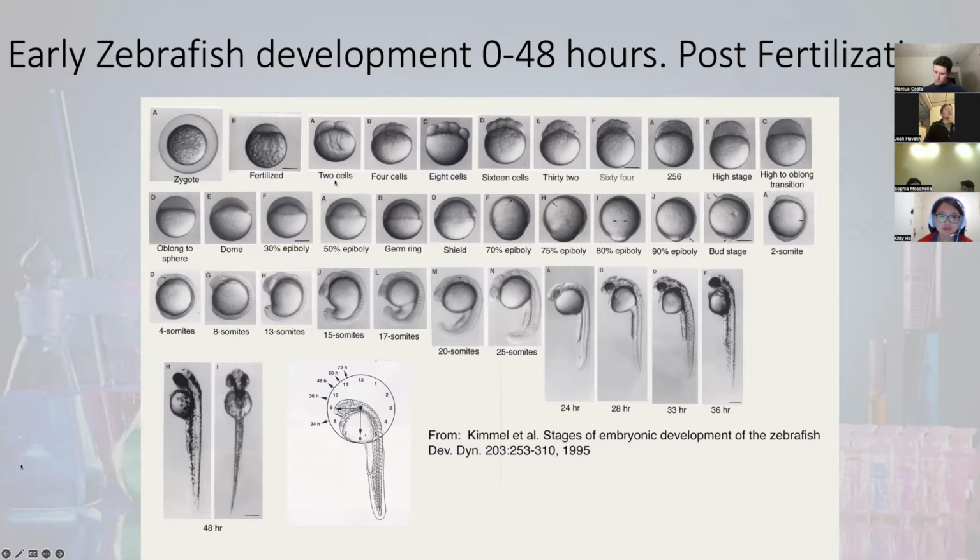That pretty much runs the whole developmental process, right? So zygote, fertilized, 2 cells, 4 cells, 8 cells, 16 cells, the whole gamut all the way up until 24 hours, 28 hours, 33 hours, 36 hours, and then 40 hours again, which is when we start exposing our zebrafish to our environmental toxin. Everyone good?